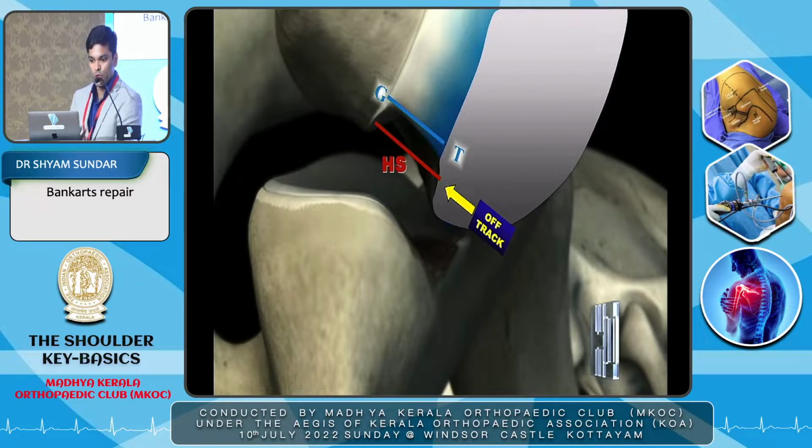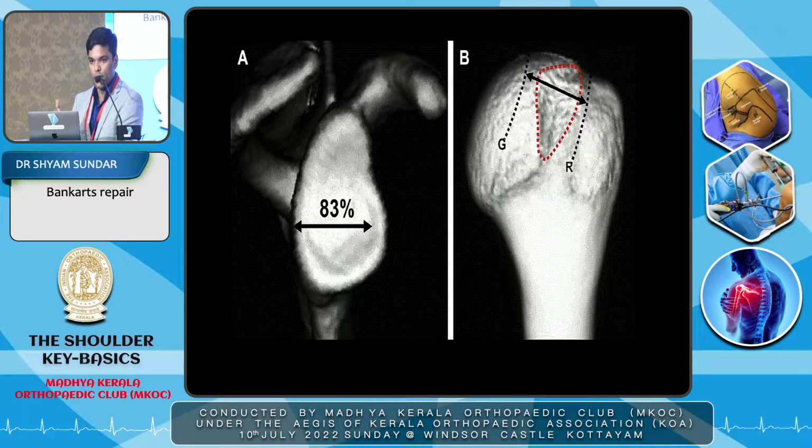Now, is it possible to measure this preoperatively? That's what they wanted to know, because before we advise any surgery, we need to know whether this Hill-Sachs lesion will go and get locked onto the glenoid or not. And that's when they put forth the glenoid tracking concept, where they said if the Hill-Sachs width is more than 83% of whatever glenoid you have measured, it means the Hill-Sachs is large.